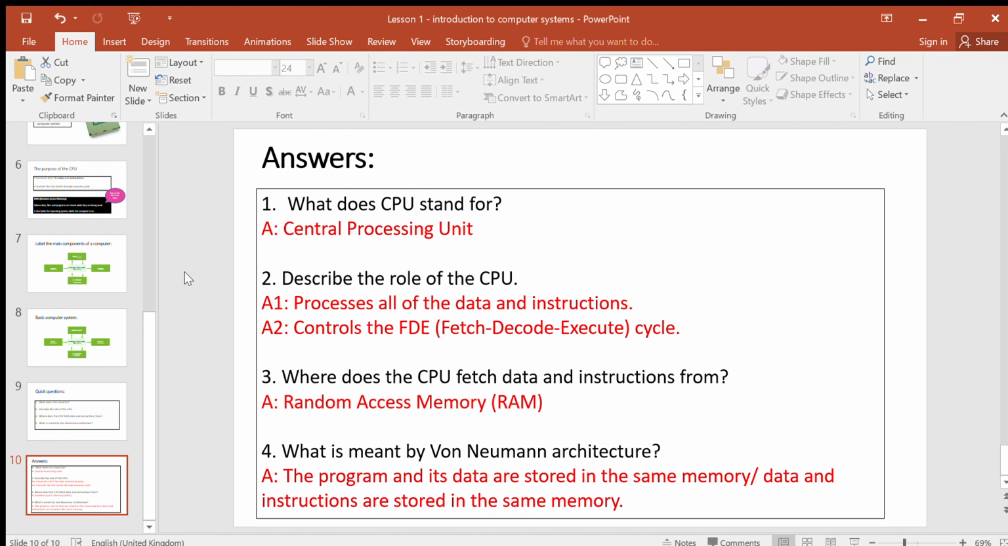The next video, following this one, we'll start to look at the CPU in more detail.